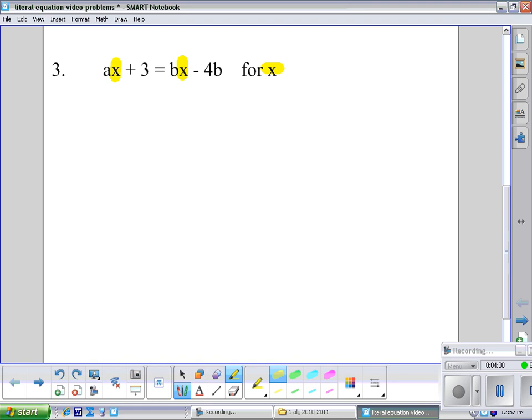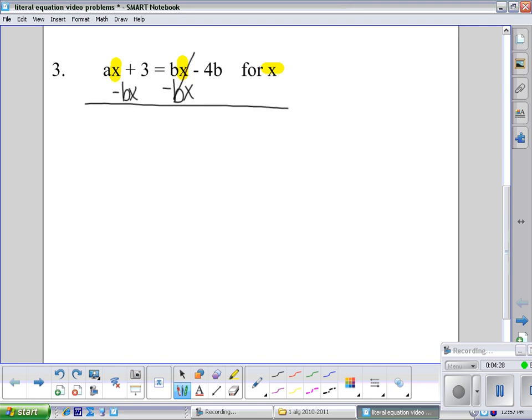But it's a little bit different than example 2, because as you can see, the variables are on opposite sides of the equal sign. So we have to do a little bit different thing here. So we need to get our x terms to one side. So I'm just going to choose the left side. So I'm going to subtract the entire term on the right, and I'm going to subtract it on the left.